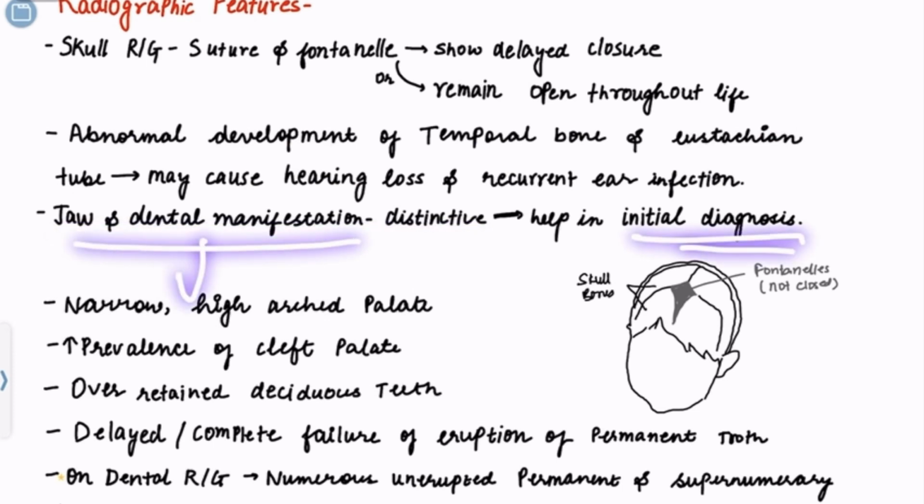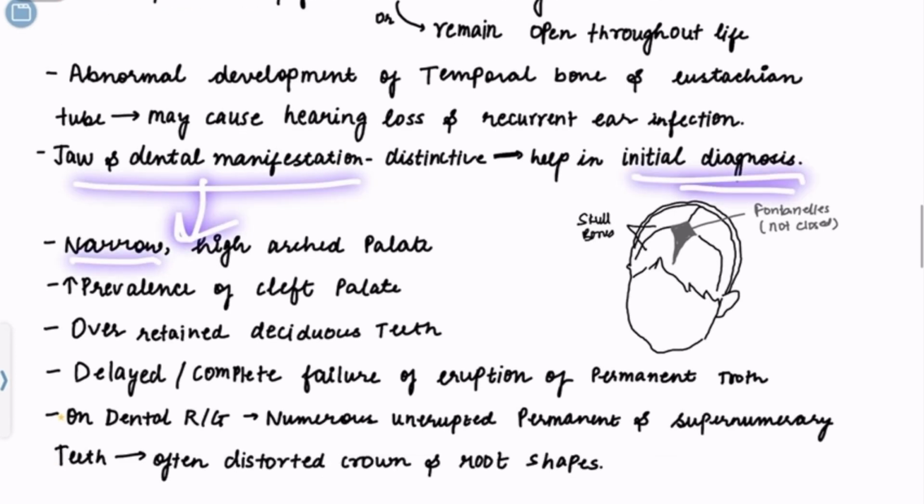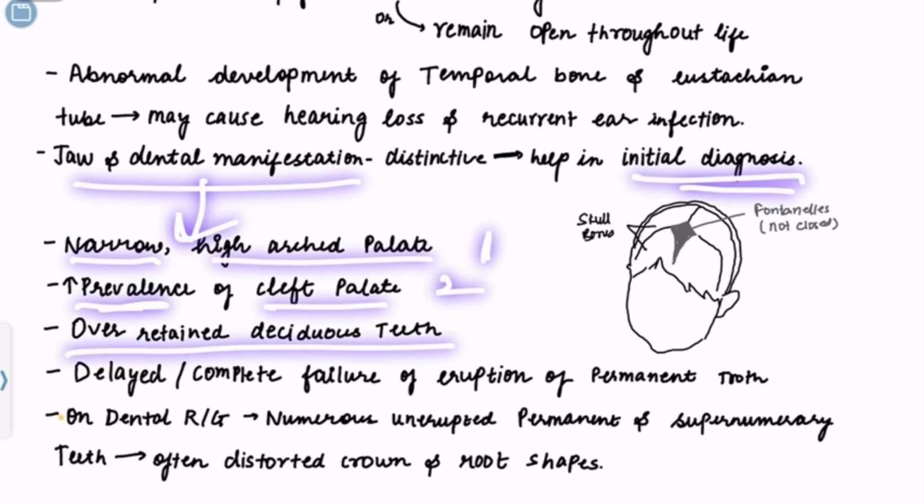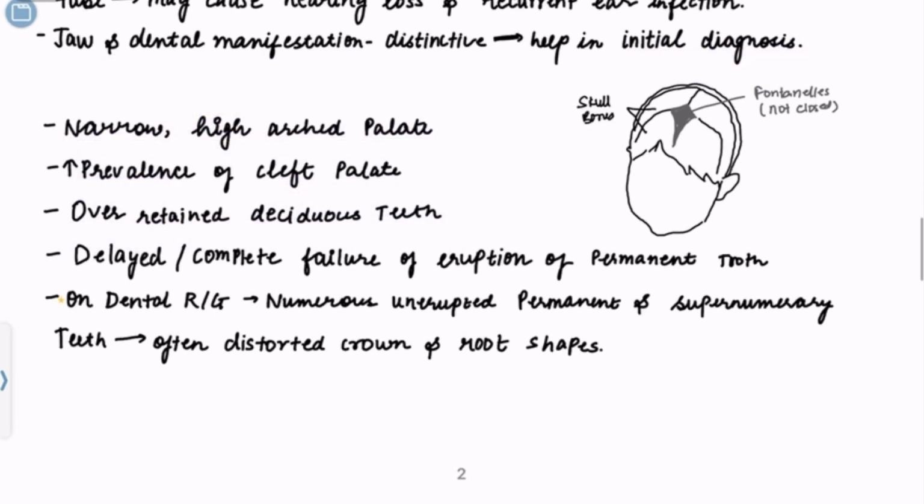Let's see dental manifestations. First, there will be a narrow and high arched palate. There can be a prevalence of cleft palate. There will be over-retained deciduous teeth. So these 2 points are important. There will be over-retained deciduous teeth and there is delayed or complete failure of eruption of permanent teeth.